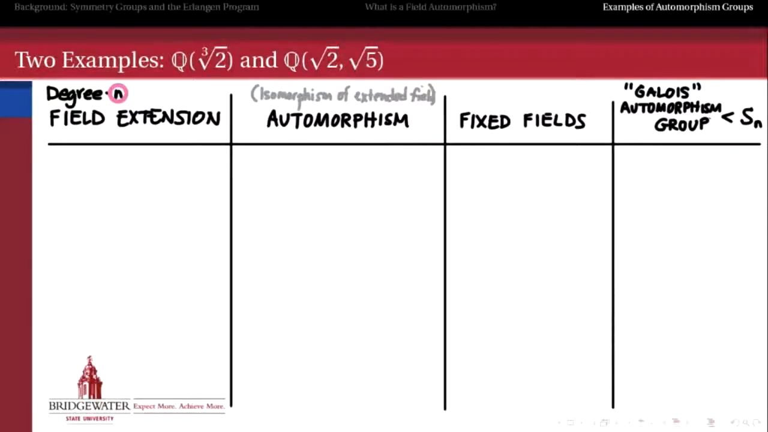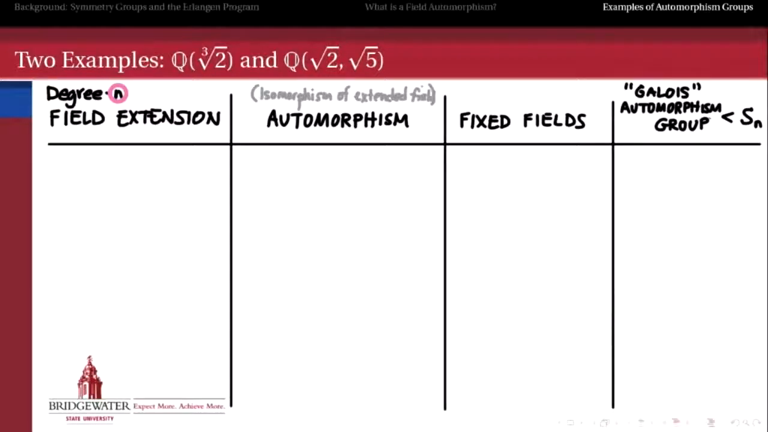In this example, because the extension was just degree 2, there's not a whole lot that we can do that's interesting. But we'll see that the story gets considerably more complicated once we have several roots to work with rather than just a couple. So in this video, we want to look at the cube root of 2 extended to the rationals, as well as the composite extension by the square root of 2 and the square root of 5.